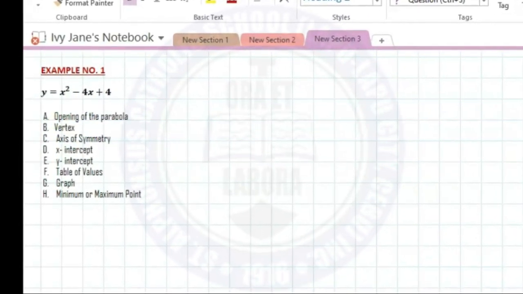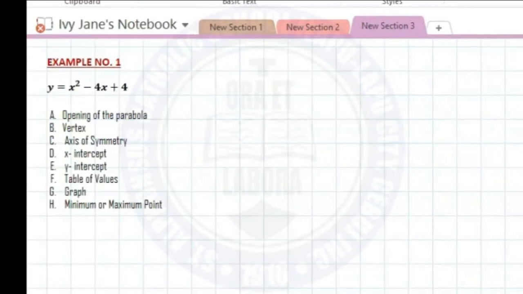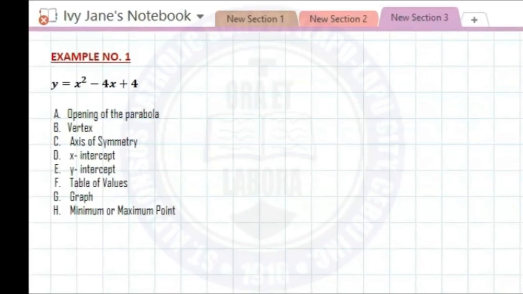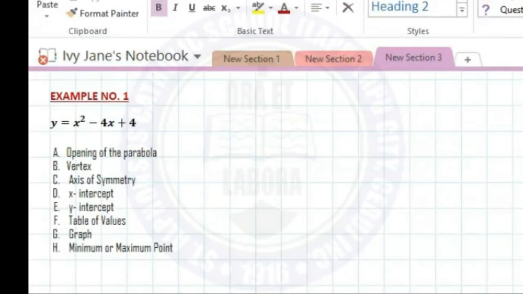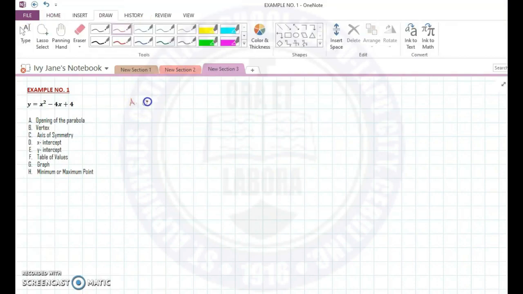For you to understand better how to graph quadratic functions, let's have example number 1. For example number 1, y equals x squared minus 4x plus 4, we're going to find the following: opening of the parabola, vertex, axis of symmetry, x-intercept, y-intercept, table of values, graph, and minimum or maximum point. So let's have first the opening of the parabola.